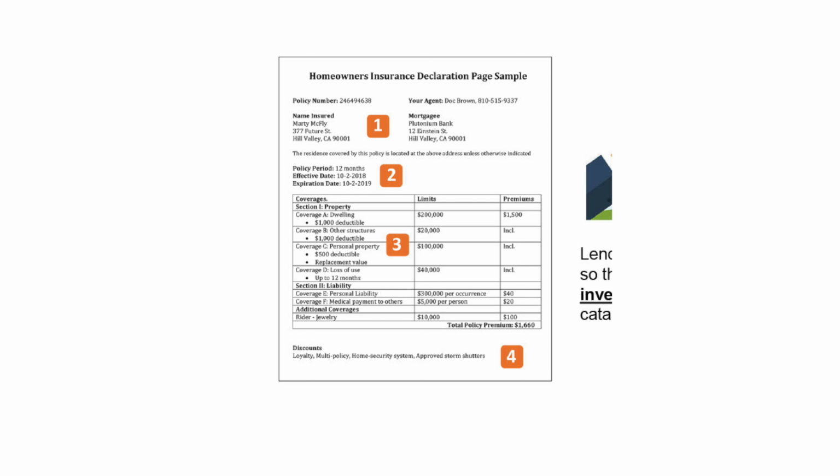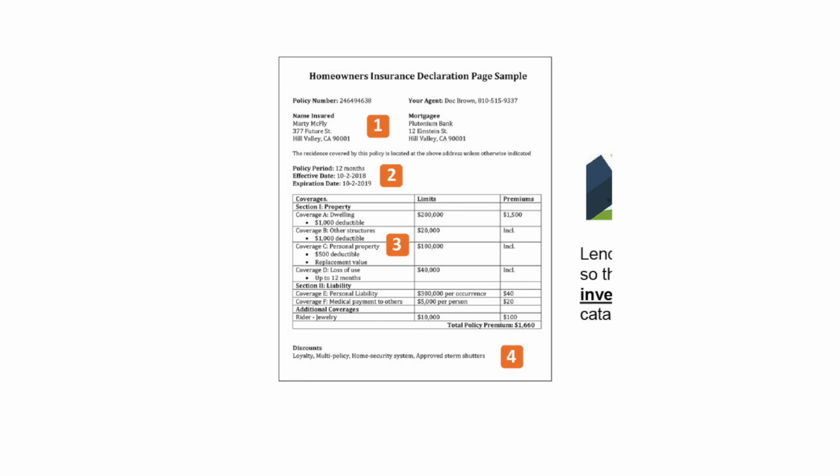Well, number one on there is the name of the insured. That's going to match, and it has to be exactly the way the loan is applied for. So if it's joint, you need everybody's name on there, and the property address. Number two, the policy period. It's showing 12 months. They're going to require a year at closing.